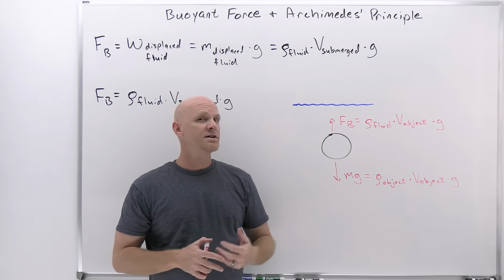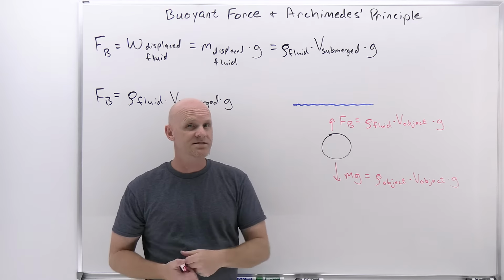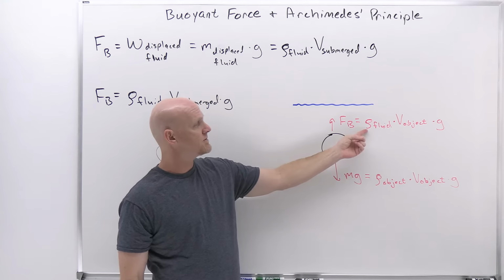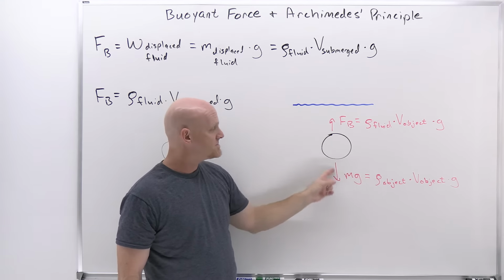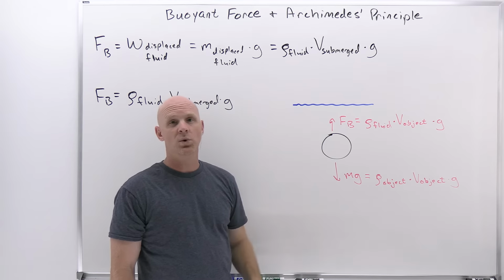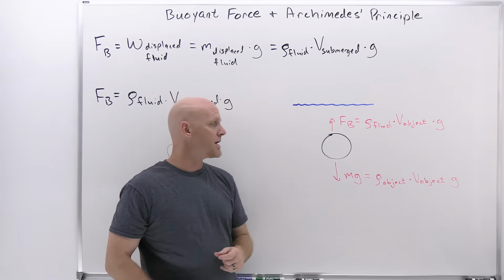And this ultimately is why if you have a substance that's more dense than water, it will sink. Because if the density of the object is bigger than the density of the fluid, then the object's weight is going to be larger than the buoyant force, and the overall downward force is going to win, and it's going to sink and accelerate to the bottom.